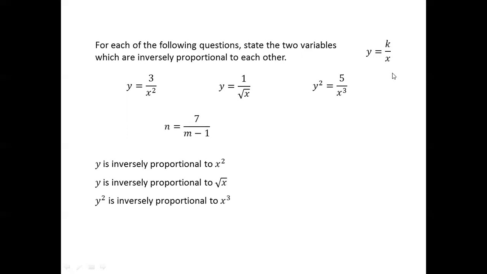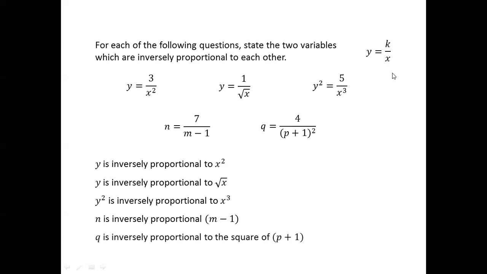The fourth equation, n is equal to 7 over m minus 1, which can be read as n is inversely proportional to m minus 1. And the last equation, q is equal to 4 over the square of p plus 1. We can read this as q is inversely proportional to the square of p plus 1.